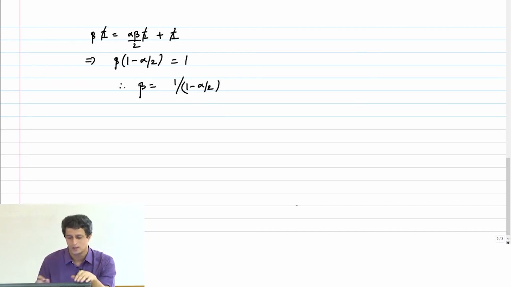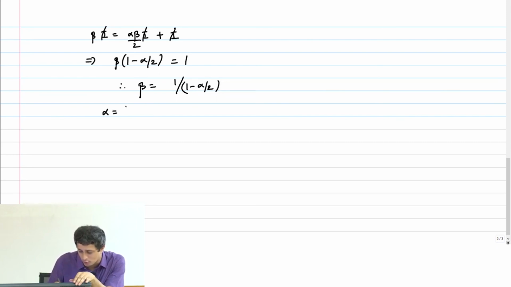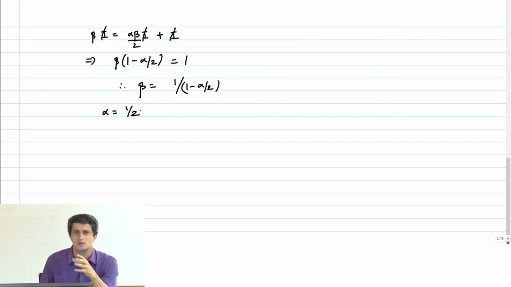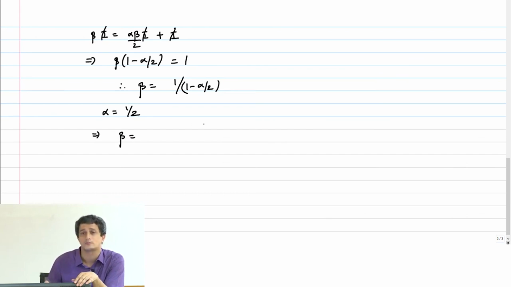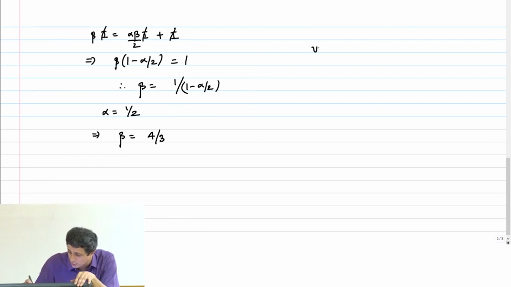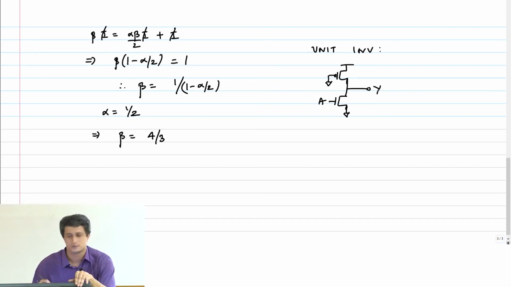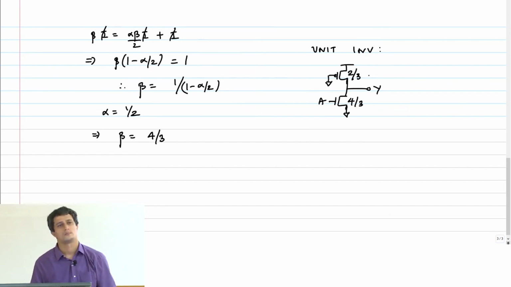So now let's take a concrete example. Let's say I want alpha to be half. It turns out that the noise margin VOL is low enough if WP by WN is half. This is just one example. So what should beta be? Exactly, this will be 4 by 3. So what is my unit inverter? The NMOS is 4 by 3, and the PMOS should be 2 by 3 because alpha is half. 2 by 3. Okay.